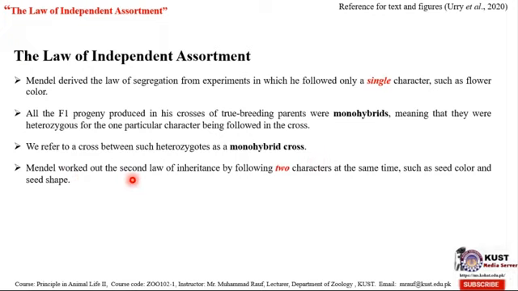Mendel worked out the second law of inheritance by following two characters at the same time, such as seed color and seed shape. So the law of independent assortment, where two characters were studied at a time, and Mendel performed dihybrid crosses. That is, the parental varieties were true breeding, but they were differing in two characters.